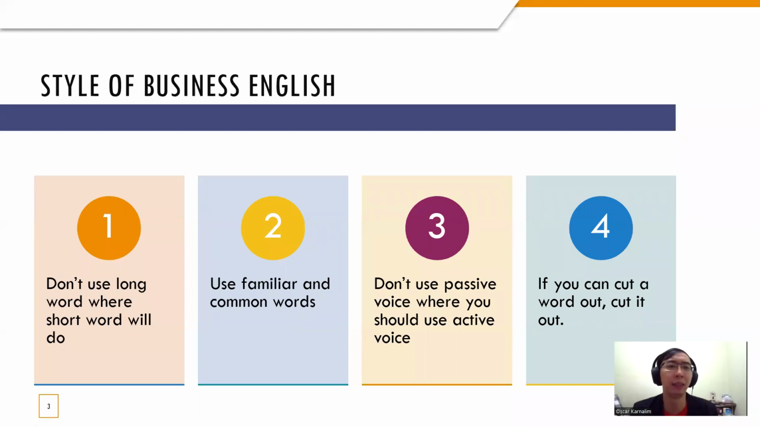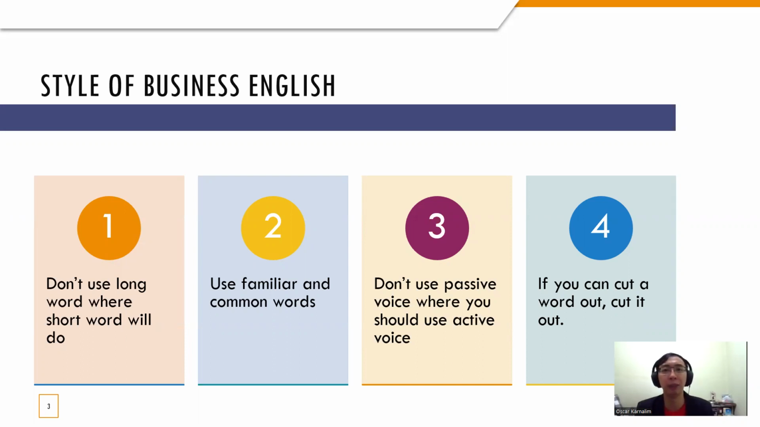So, what is the style of business English? Basically, we have 4 points. The first one is don't use long words where short words will do. The second one is use familiar and common words. The third one is don't use passive voice where you should use active voice. The fourth one, if you can cut a word out, cut it out.